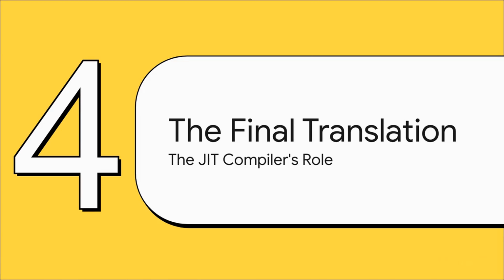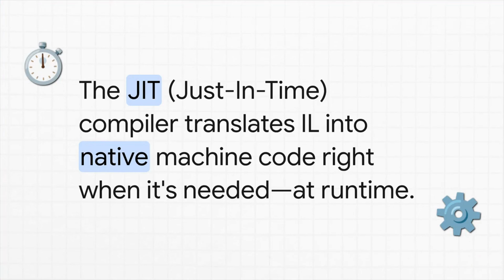Okay, so our IL code is now loaded up inside the CLR. We're on the tarmac, ready for takeoff. But wait, there's one last super critical translation that has to happen. And this is where the JIT compiler gets its moment in the spotlight. JIT stands for just in time, and that name tells you everything you need to know. At the very moment, the microsecond, a piece of your code actually needs to run, the JIT compiler instantly translates the universal IL into the exact native code that your specific CPU understands. It's like having a personal, on-demand translator that works at lightning speed.